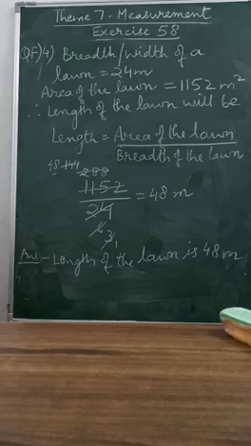Now I'll cancel 3 1s are 3 and 144. So in the table of 3 I will cancel 144. So 3, how many times? 3 4s are 12. Okay, and 2 will be remaining and 24. So 3 8s are 24. So I will get 48, and at the bottom I will get 1. So 1 does not have any value at all. So it will be 48 meters. So length of the lawn is 48 meter. This is what we will write in the final answer.